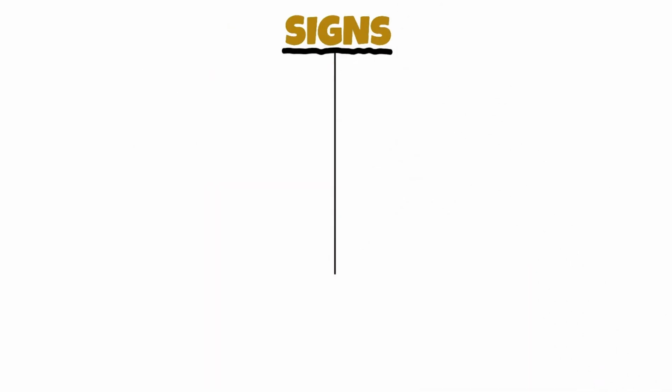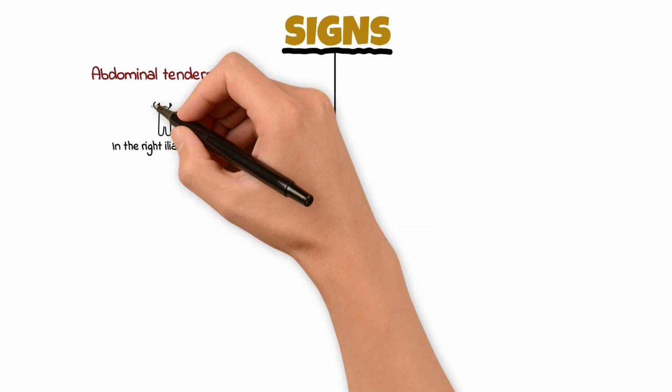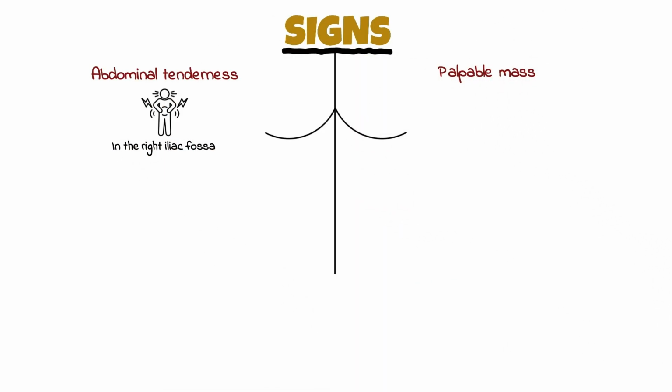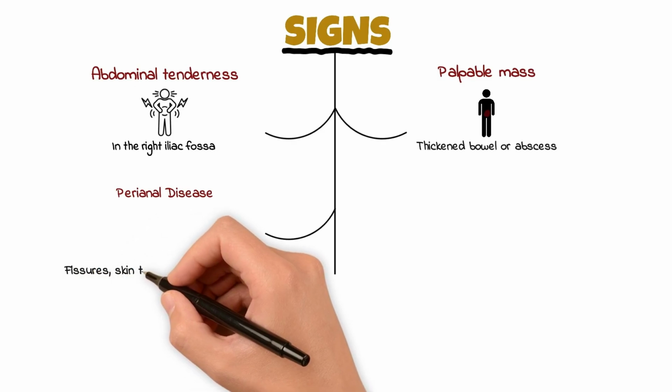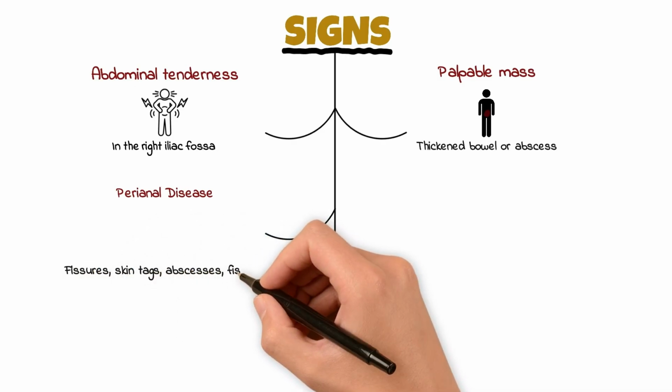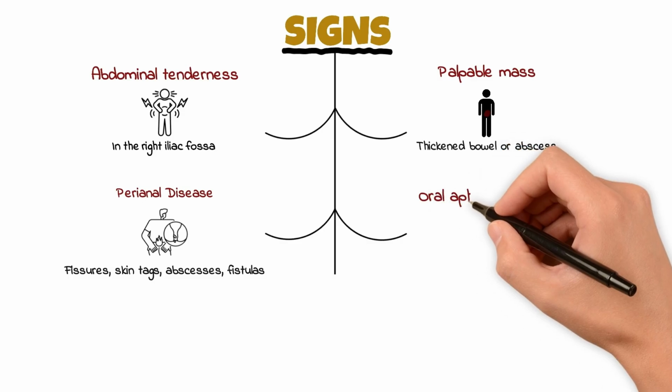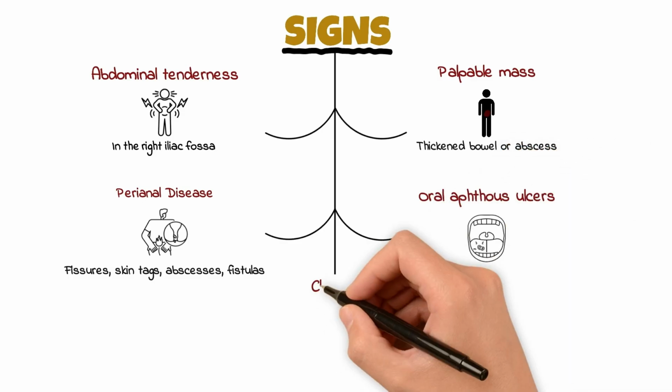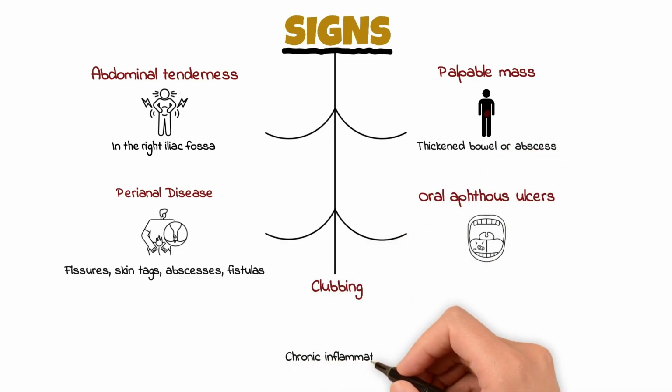Signs: abdominal tenderness, especially in the right iliac fossa. Palpable mass from thickened bowel or abscess. Perianal disease. This includes fissures, skin tags, abscesses, and fistulas. Oral aphthous ulcers, and clubbing from chronic inflammation.